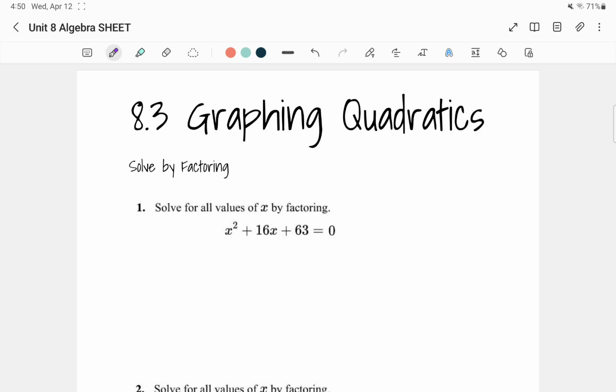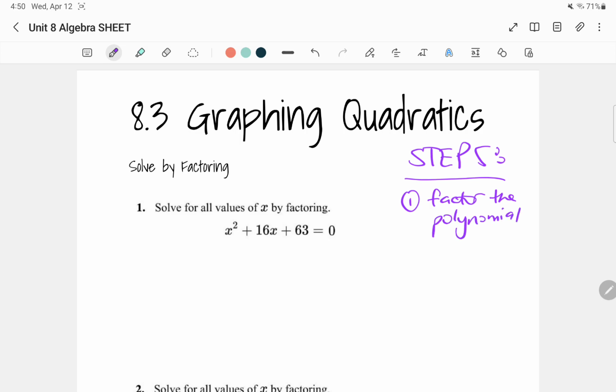So we're going to actually be solving by factoring, which is what we've done in the last unit. We're going to use that and kind of expand it, because when we factor, we can find the x-intercepts of our parabola here. So let's write down some steps. Our first step is going to be to just factor the polynomial like we did before.